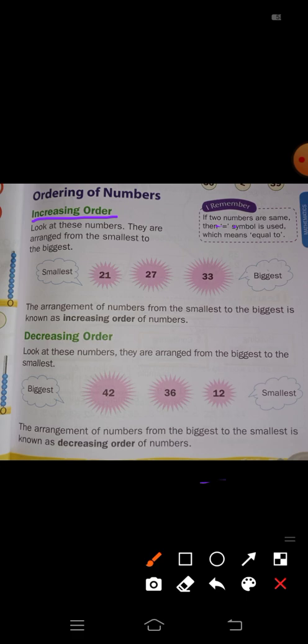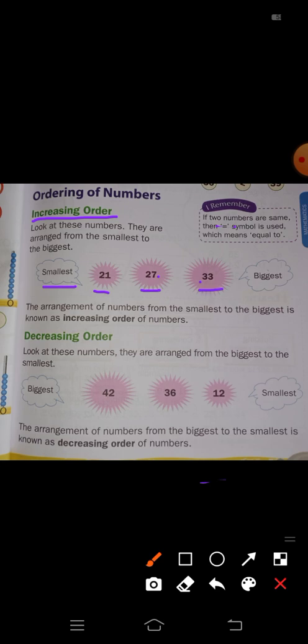Look at these numbers. They are arranged from the smallest to the biggest. First you have to start from the smallest. Numbers 21, 27 and 33 are there. In these three numbers which one is smaller? Number 21. So write the first number 21. Next 27 and 33 remain. In these two numbers which one is smaller? 27. So write the next number 27 and the last number is 33.